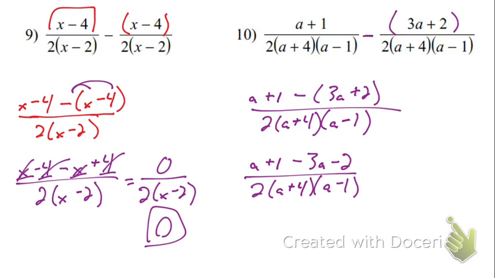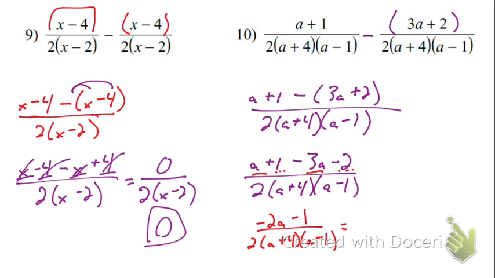I'm going to combine like terms up top. Why not? So I have a plus minus 3a is negative 2a. And then I have 1 minus 2, which is negative 1. And that's all over 2 times (a plus 4) times (a minus 1).